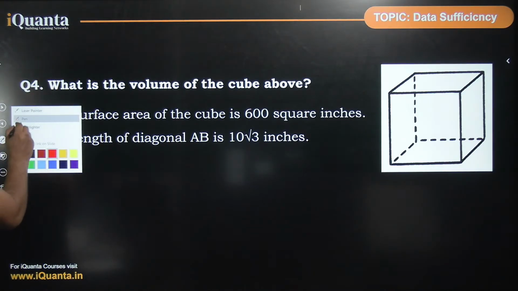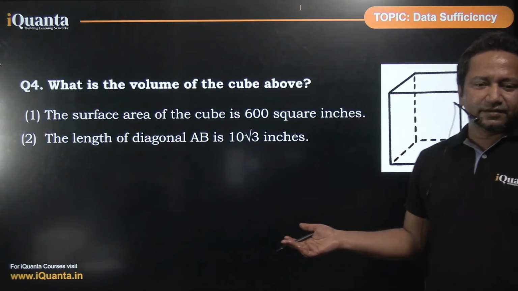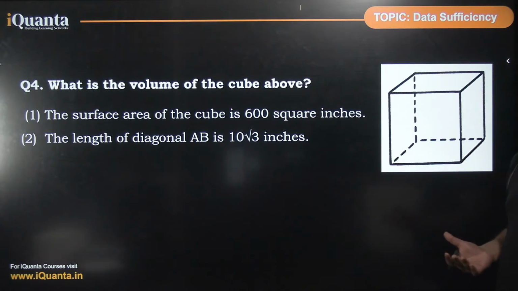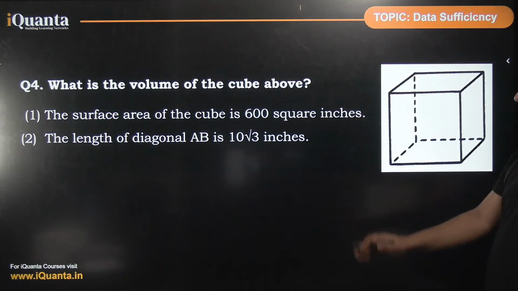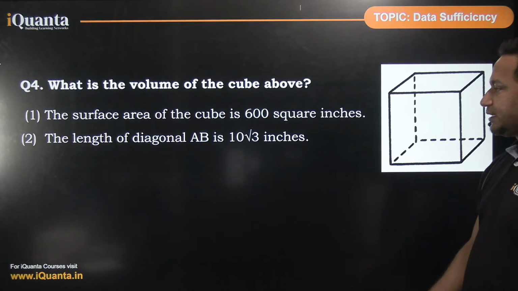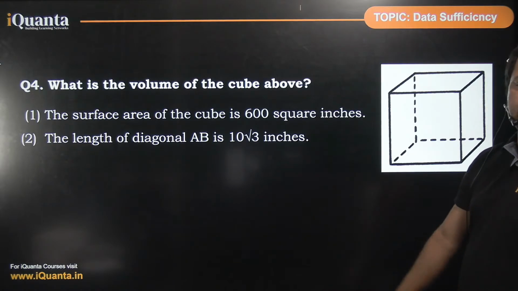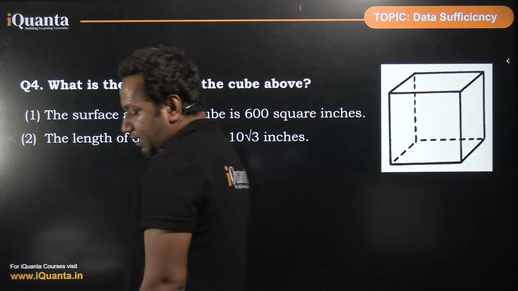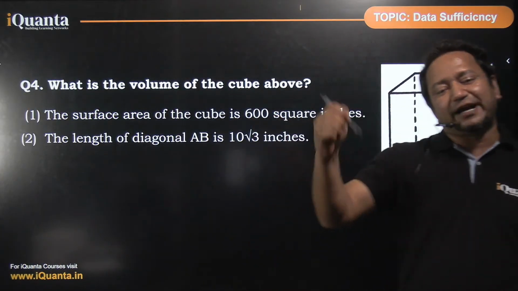Now this one. This is data sufficiency again. So I have mixed geometry and data sufficiency over here. The question says, what is the volume of the cube? There are two statements. The surface area of the cube is 600 square inches. Second one says length of diagonal AB is 10 root 3 inches. So we have to find out the volume. Right? No. We have to find out whether we can find the volume or not.